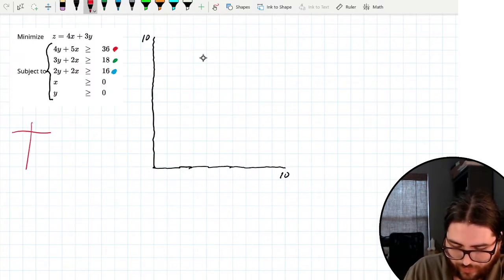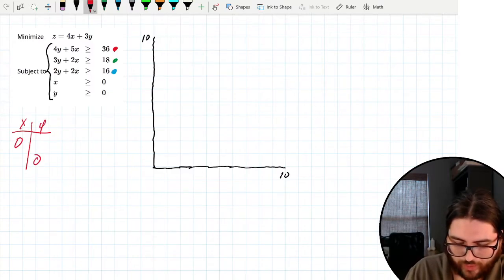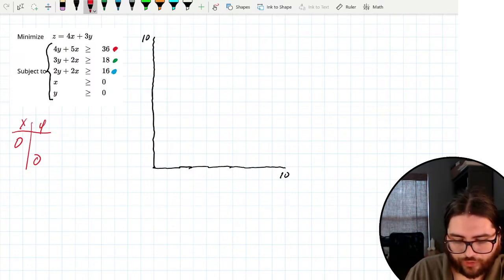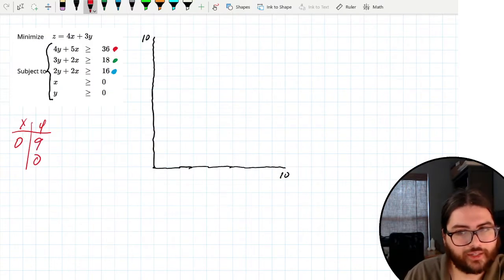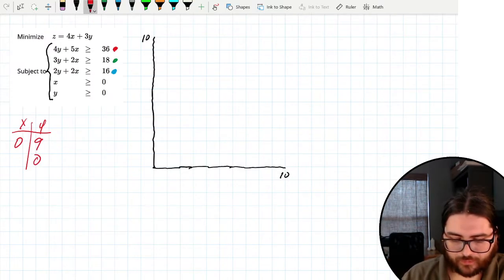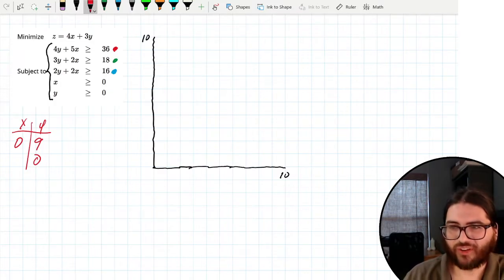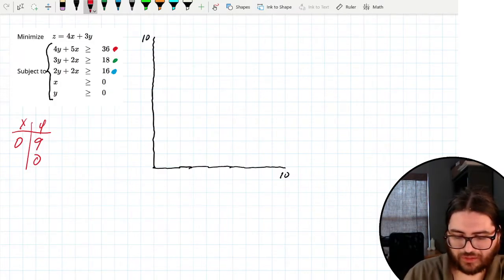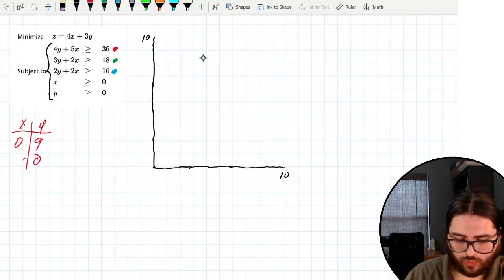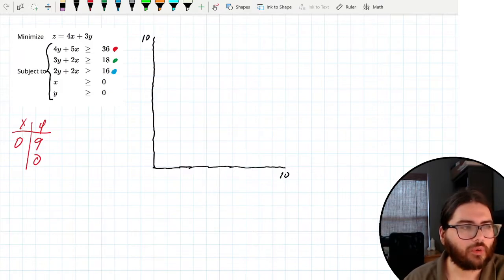So if I plugged in 0, 0 for the first inequality, 36. So if I plug in x equals 0, that gives me 4y equals 36. So 4 times 9 is equal to 36. And if I plugged in y equals 0, that gives me 5x equals 36. 36 divided by 5, oh no, it's 7 1/5. Now that's a fraction. You could make that 7.2 as a decimal. It's not a whole number.